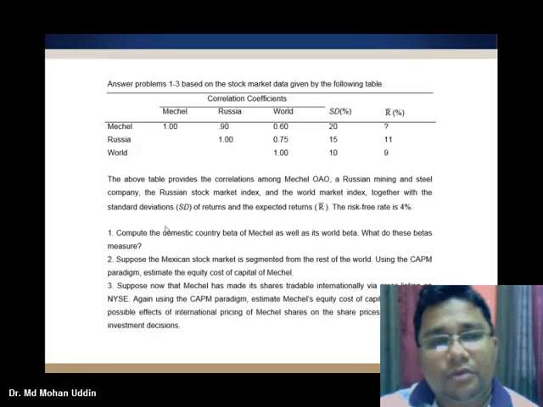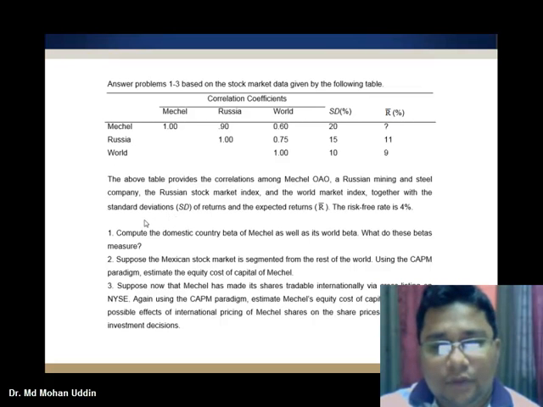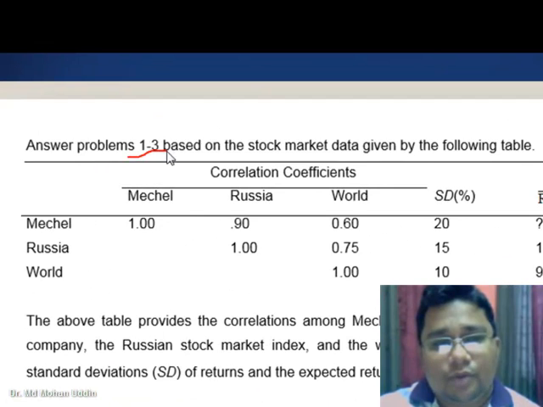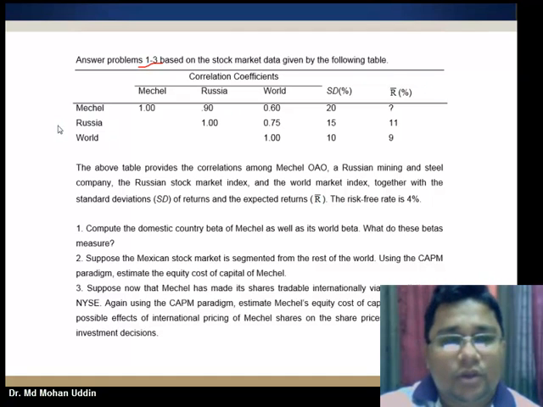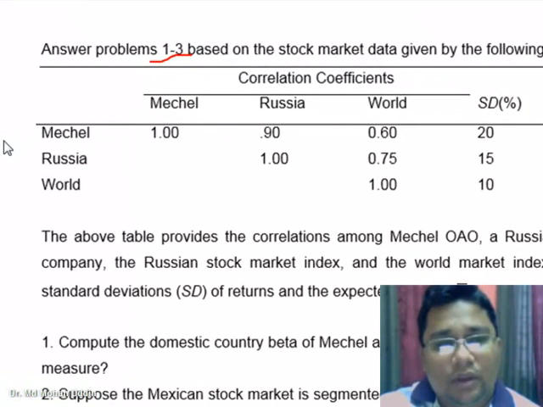Okay, this is the problem on cost of capital of a firm, of a multinational corporation. So we have to answer problems 1 to 3, based on the stock market data given by the following table. Here we have Michelle, Russia, and world. Michelle is the name of the company, Russia is the country of the company, and the world is the whole world, as you know, our world. So all the countries.